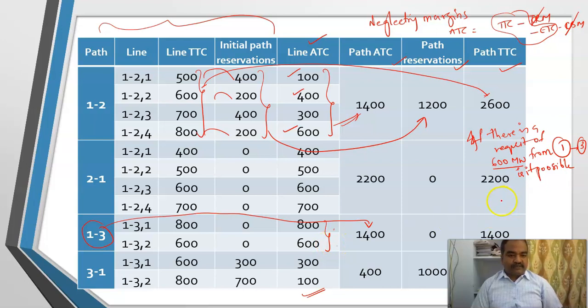Let us suppose they will ask you some 1500 megawatts. Is it possible from 1 to 3? No, it is not possible because we do have only 1400 megawatts. Okay, so like this we will be doing the problems.